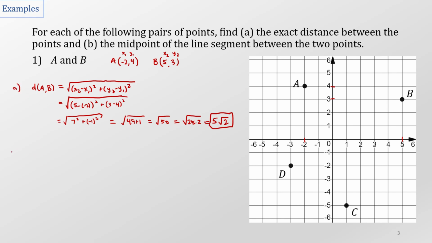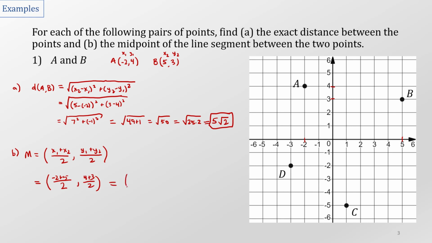Part B, we're meant to find the midpoint. Remember, our midpoint formula is we take the average of the x coordinates, x1 plus x2 divided by 2. That's the x coordinate of our midpoint, and the y coordinate of our midpoint is the average of the y coordinates of the 2 points, y1 plus y2 divided by 2. So now we plug and chug. We have x1 plus x2 is -2 plus 5 divided by 2, and y1 plus y2, 4 plus 3 divided by 2.